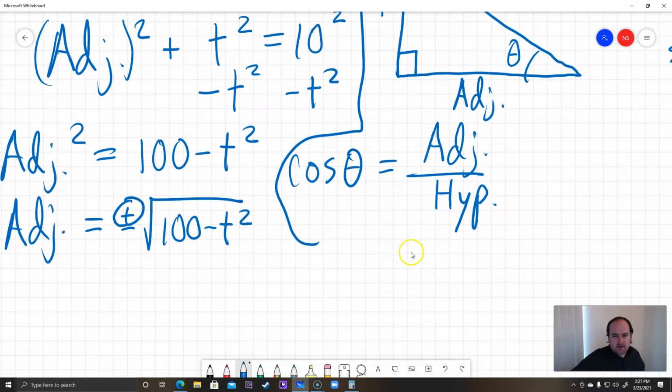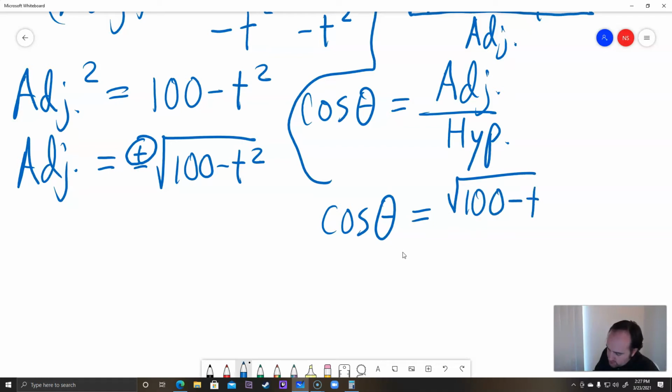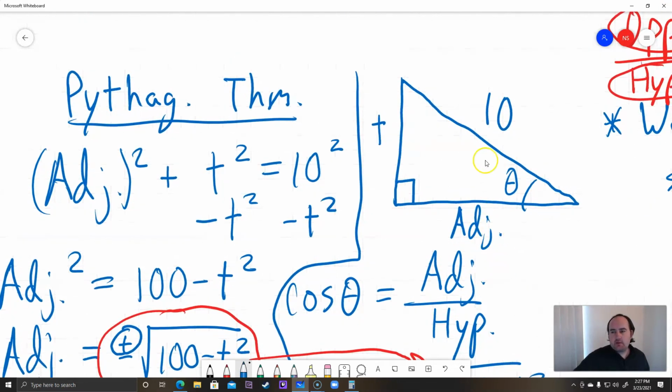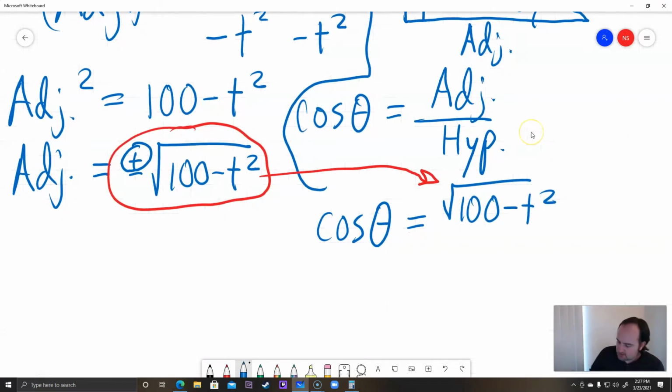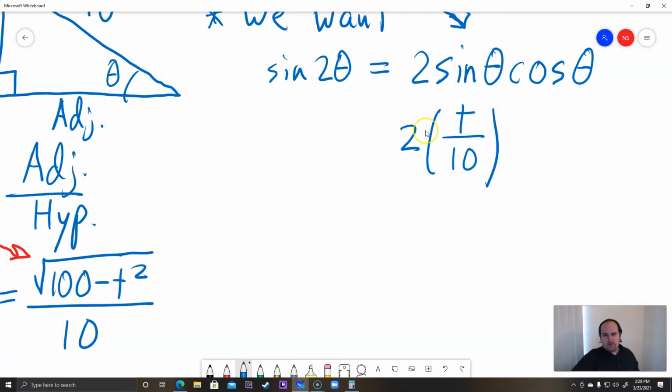All right, so now we're ready to calculate cosine. Okay, so we have cosine of theta equals adjacent over hypotenuse, which is going to be the square root of 100 minus t squared. So that's what we got for adjacent, over the hypotenuse. And for the hypotenuse, we said that that was 10. So we have the square root of 100 minus t squared over 10 for cosine. Whew, this one's a lot of work. Okay, so there we've got our cosine, and now we can plug that back in up here into the formula for sine of 2 theta.